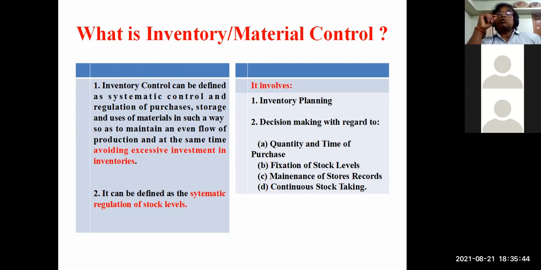Then maintenance of stores records. I told you also, after you purchase, how much to purchase, how much to store, all these things. After you purchase that quantity of goods, you have to keep it in the store, and simply keeping it in the godown is not enough. You should maintain records, and these records are known as stores records.